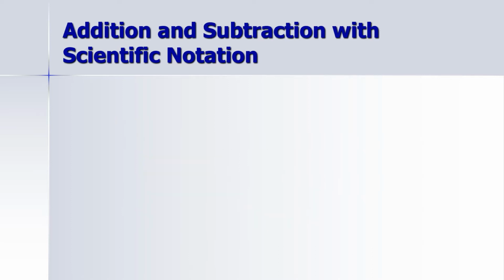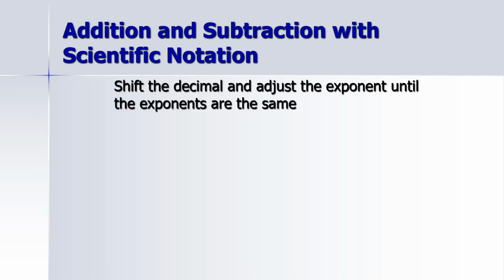So let's quickly look at how we can do addition and subtraction using scientific notations. So the first thing that you'll have to do is you'll have to shift your decimal and adjust your exponent so that both of the numbers, or all three of the numbers if you have more than two, which sometimes happens in the case of addition, you want to make sure that all of your numbers have the same exponent.